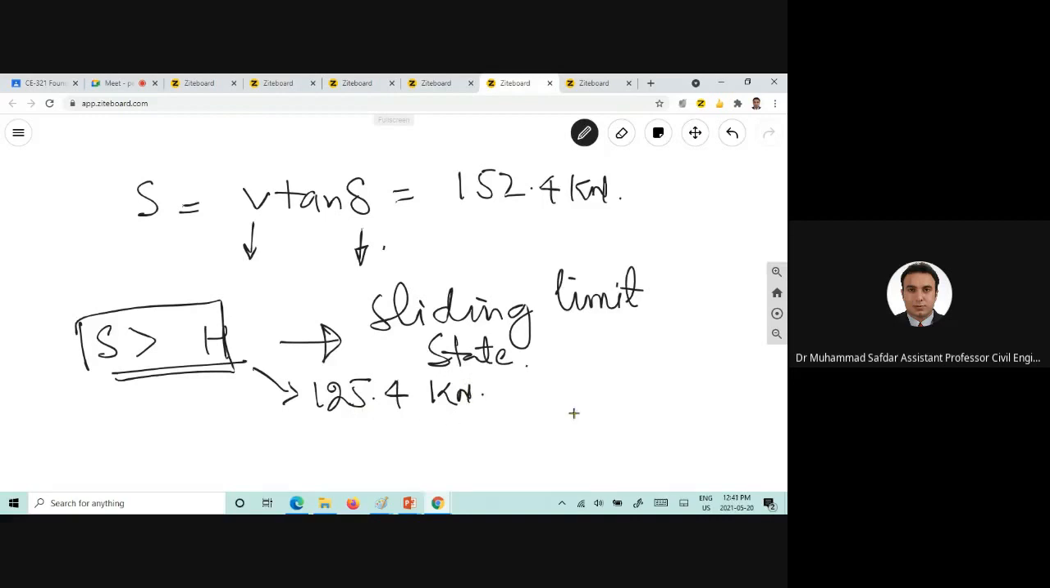So S is greater than H. That's why the sliding limit state is okay.